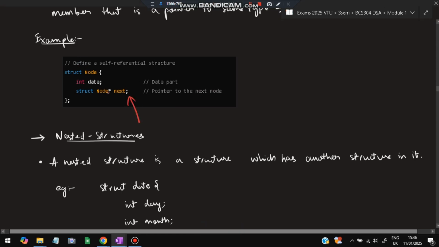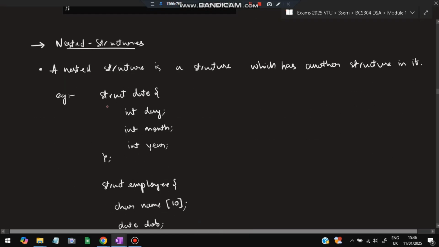Okay, here this is a declaration part. You need to understand this is a declaration part. In the declaration part we are pointing the same node to the same structure itself. But here what we are doing is, let's take an example. Struct date. We have created a structure called date, which has int day, month, and year. Three things are present here inside struct date.